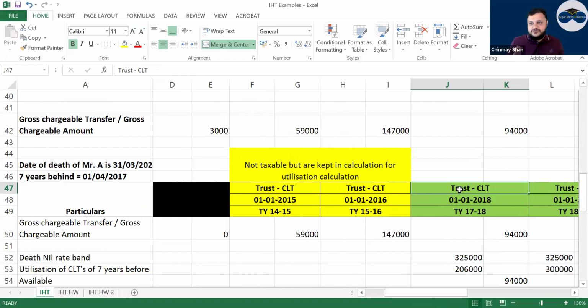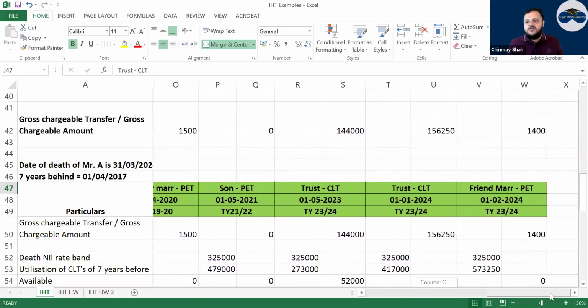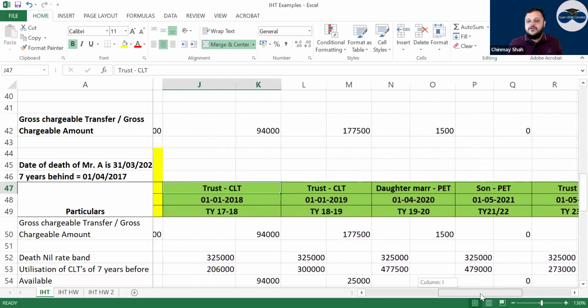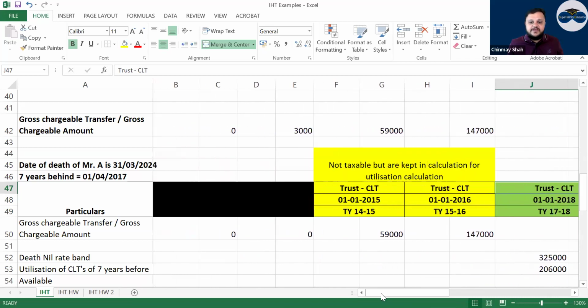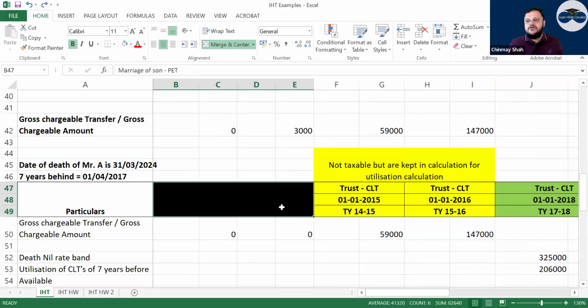So what you do? First, 7 years I have done in green. Have a look. These are all gifts that are taxable. Older than 7 years, these were the PETs. They are never going to be taxable at all, correct? Have a look. So I blacked them out because they are not taxable at all, correct?